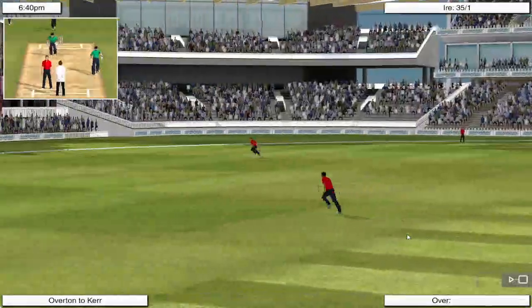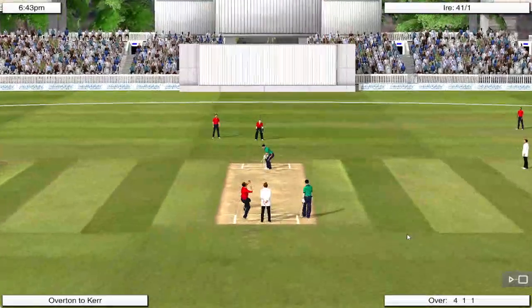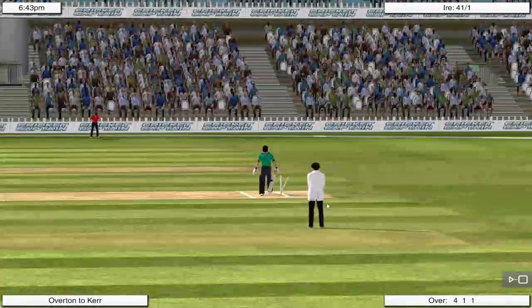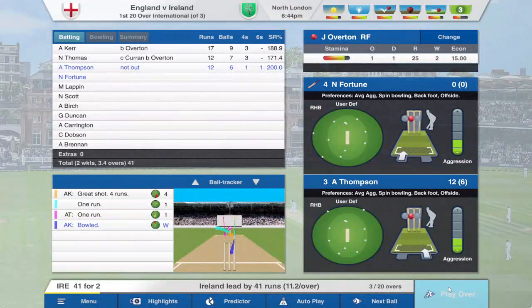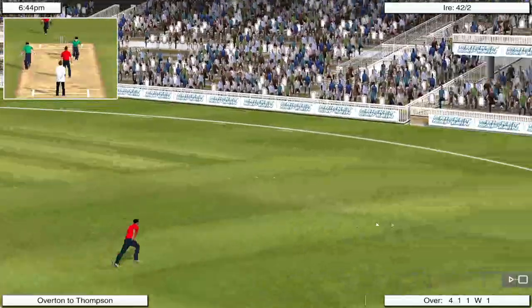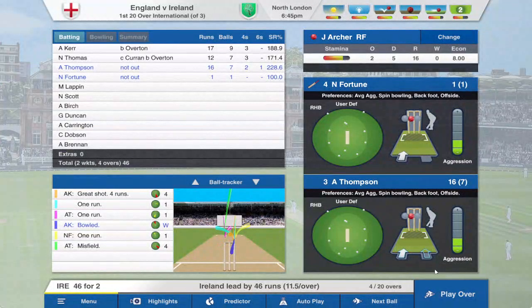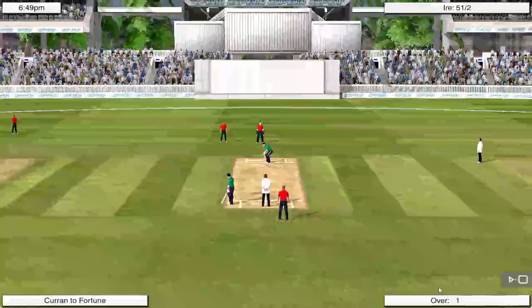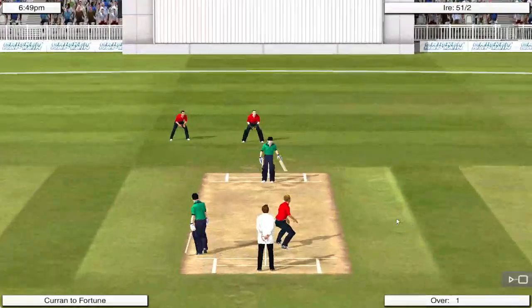As Jamie Overton bowls to Kerr, the top run getter for Ireland, and that is a wicket. Kerr has to depart. Overton gets 2 in his 2 overs. Kerr departs for 17. Thompson comes in, and the misfield leads to a 4. Adil Rashid given the ball. 4 runs conceded. Sam Curran to bowl the last over of the power play.